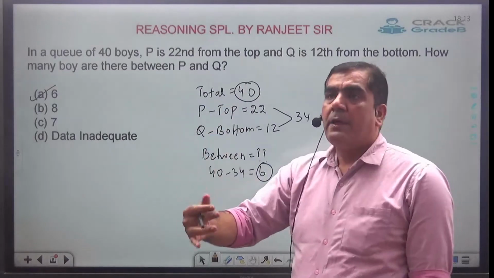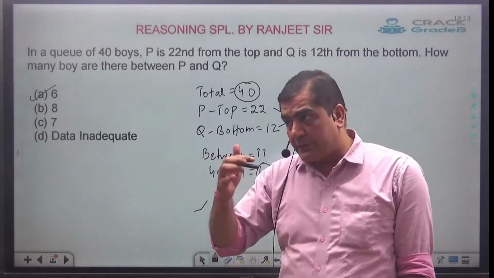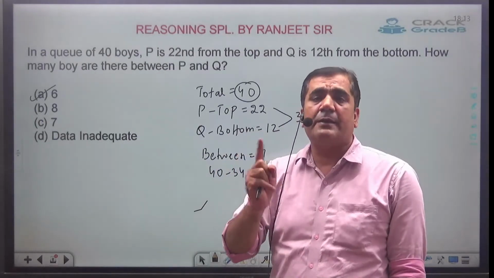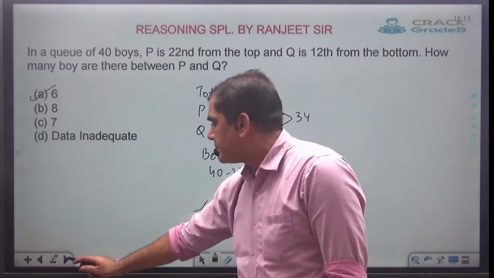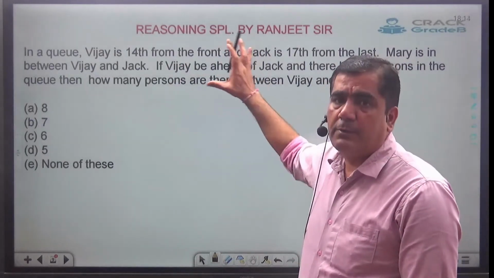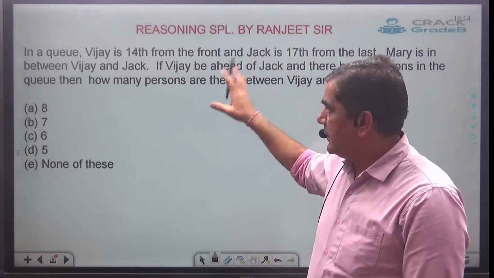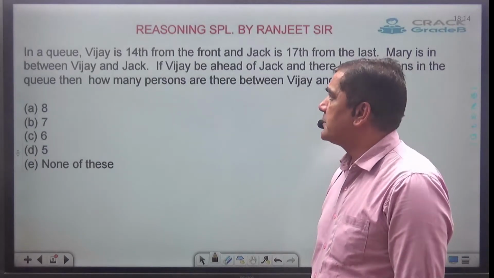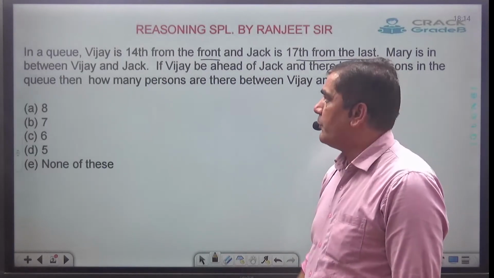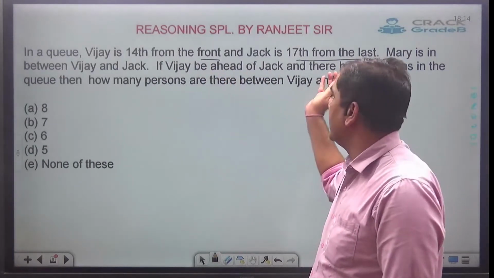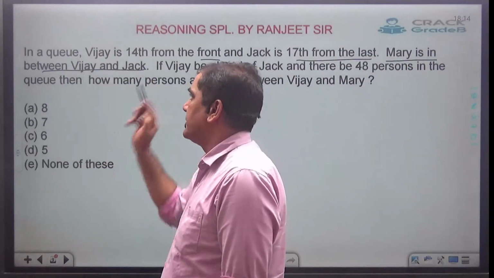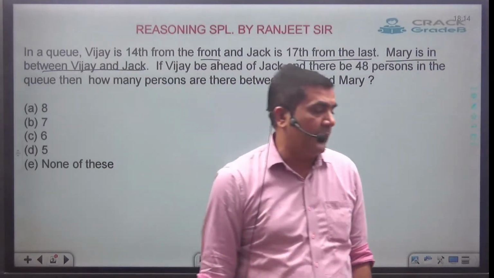Now let's see. When the examiner is going to ask about 3 persons in the same problem, how to get the answer? Like see this one. This sort of question is going to come in your banking examinations. Now here they are saying in a queue, Vijay is 14 from front and Jack is 17 from last. So one position is given from the beginning and one from the last. Now they are saying Mary is between Vijay and Jack.